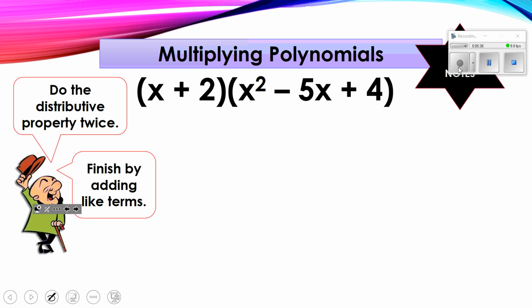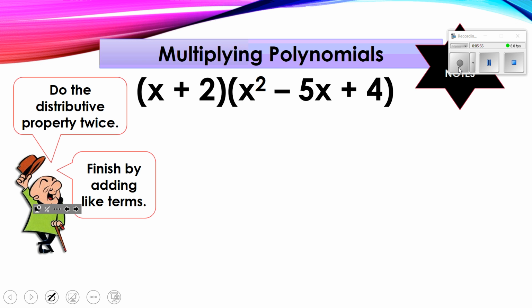We also are going to be multiplying binomials times trinomials. I'm going to show you two different methods of doing it. If you're taking notes, one of the ways you can show on the left side of the line, and the second way you can show on the right side. You can decide which way you like to organize it better.